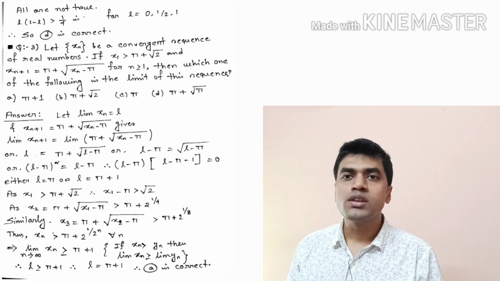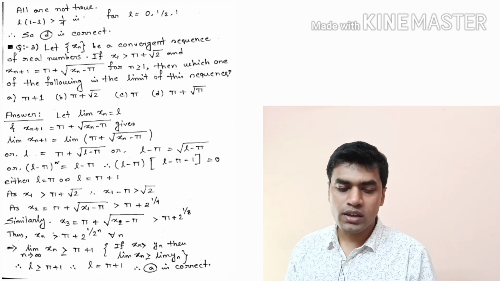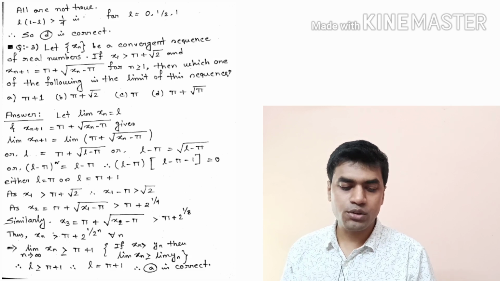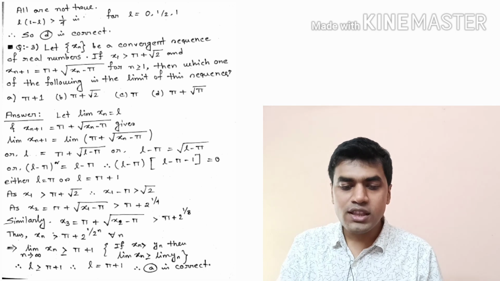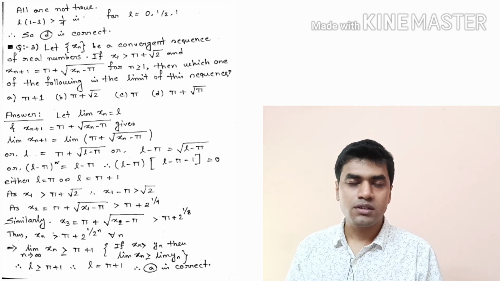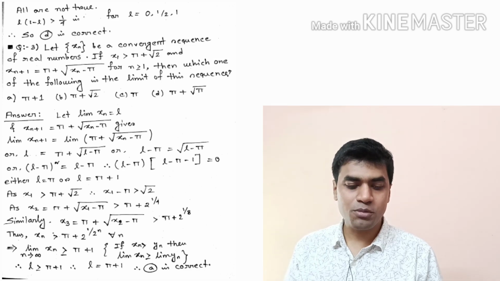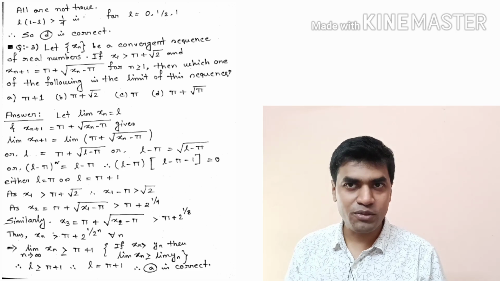I have written the relevant theorem, that is, if xn is greater than yn, then limit xn is greater than or equal to limit yn. Therefore L is greater than or equal to pi plus 1. So of all the above options, the correct option would be L equals pi plus 1, because L is greater than or equal to pi plus 1.